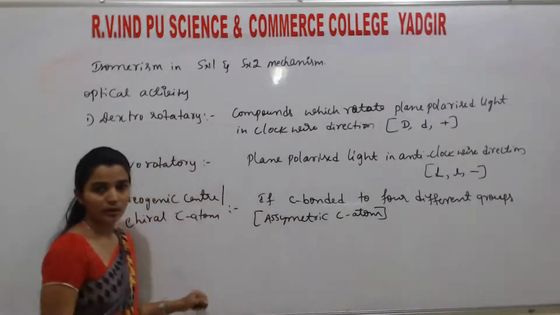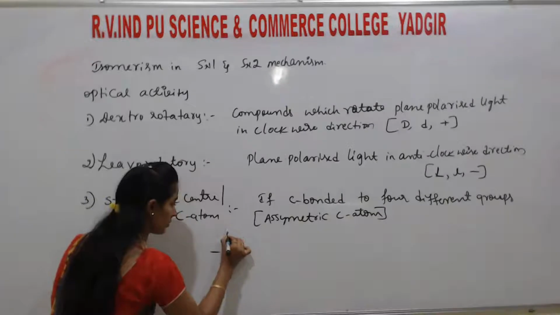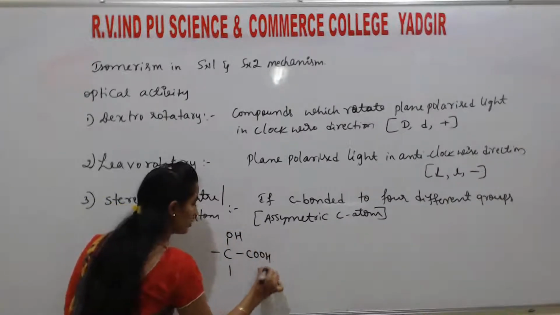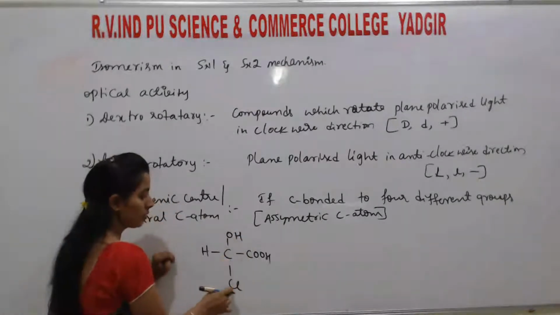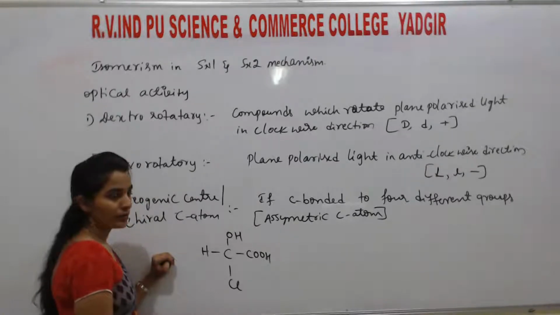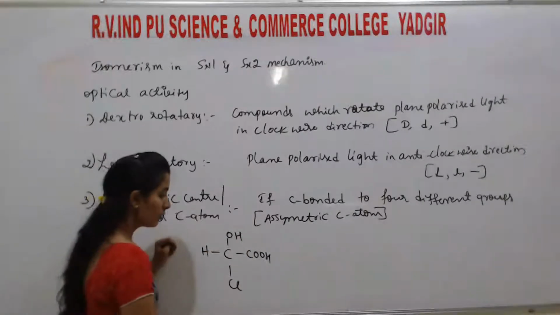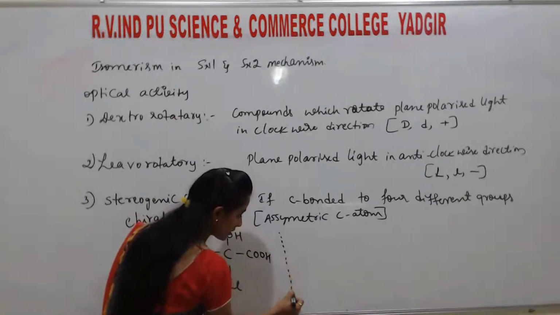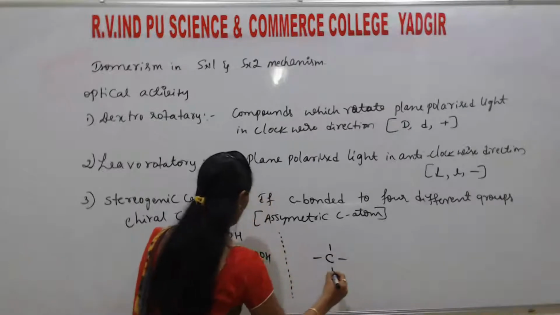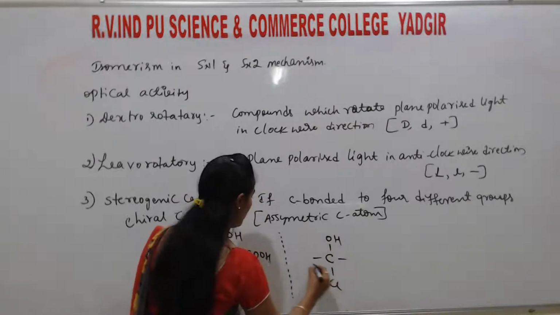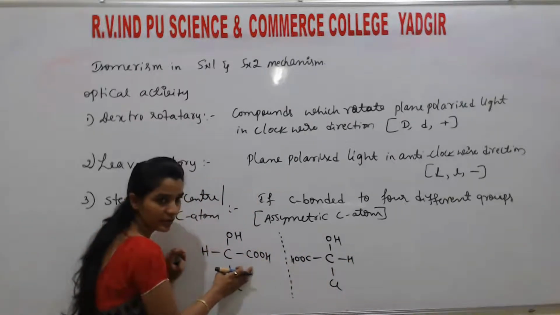Asymmetric carbon atom. Understand? I take an example here: OH is there, COOH is there, H is there, Cl is there. This carbon is attached to different groups: COOH, OH, H and Cl. If you write the mirror image for this, what happens? Here C, here it is OH, here it is Cl, here it is COOH, here it is H. So this is the mirror image of this.